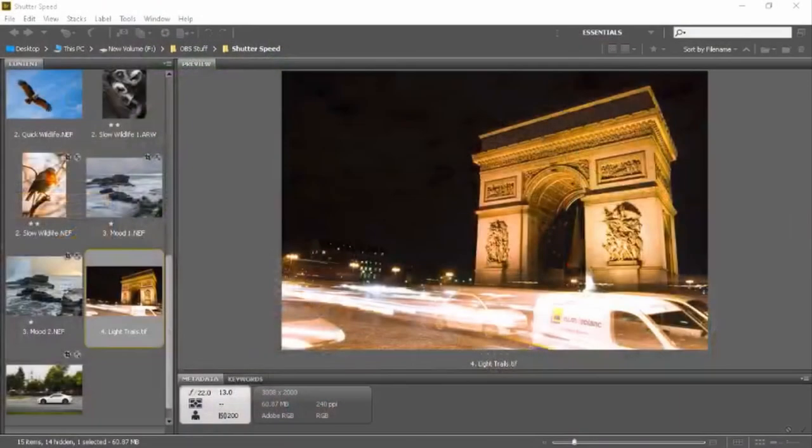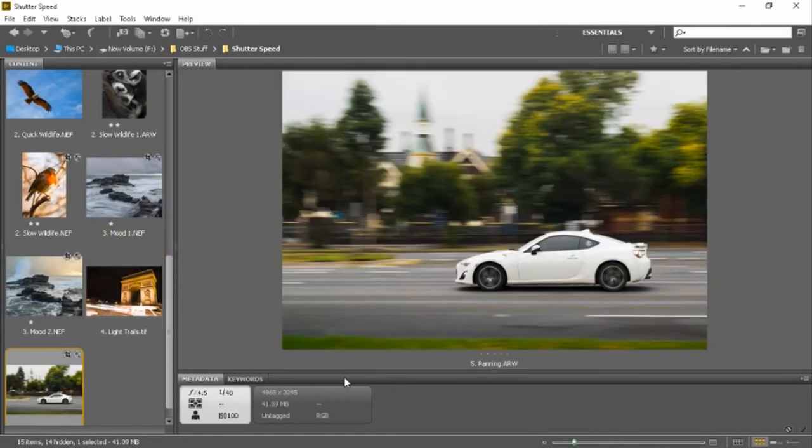Let's have a look at another technique, which is really fun, one of my favorite techniques, and this is panning. This is when we shoot a fast-moving subject at a relatively slow shutter speed. So I've got a fast-moving car here, shot at a 40th of a second. How does the car stay sharp, though? Well, the car stays sharp because we're tracking the motion of the car by moving the camera at the same speed that the car does.